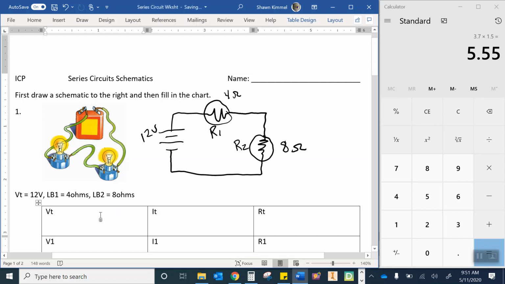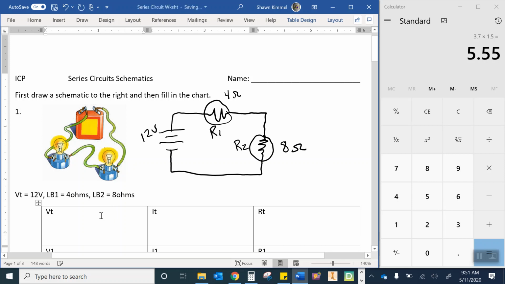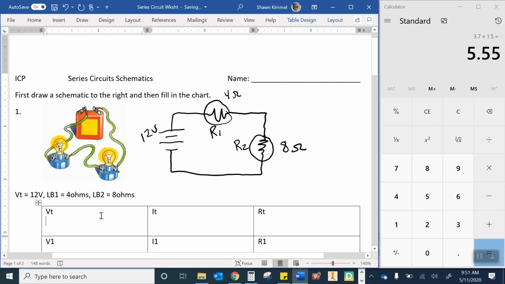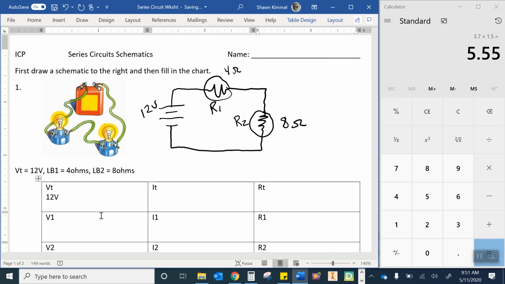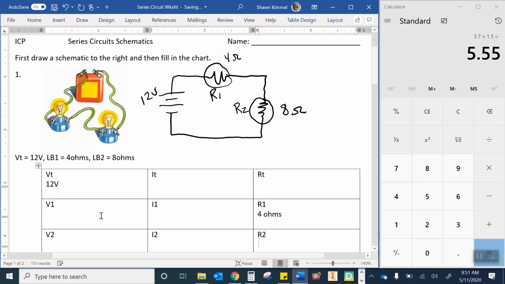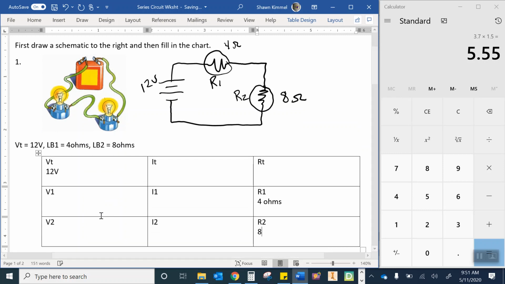Now it's time to come down here to our chart and start filling in the givens. What do we know? Well, I know that my voltage is 12 volts. That's been given to me. And then light bulb 1 is resistor 1. So right here underneath resistor 1, I'm going to say that it's 4 ohms. Resistor 2, it is 8 ohms.